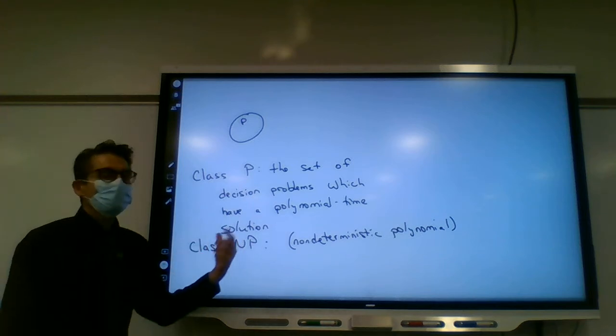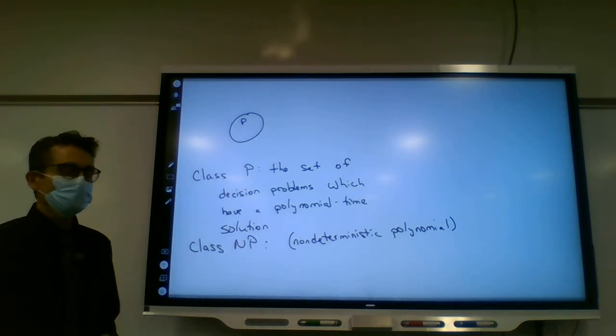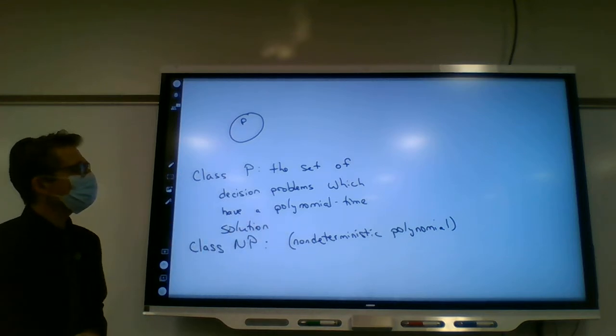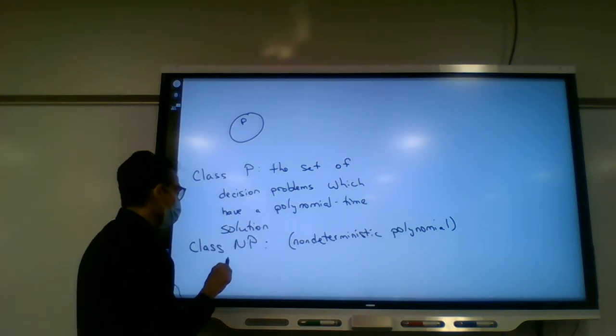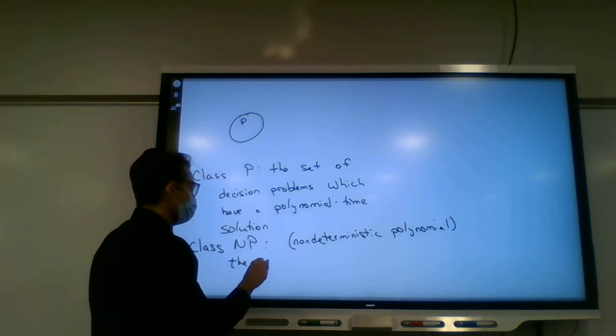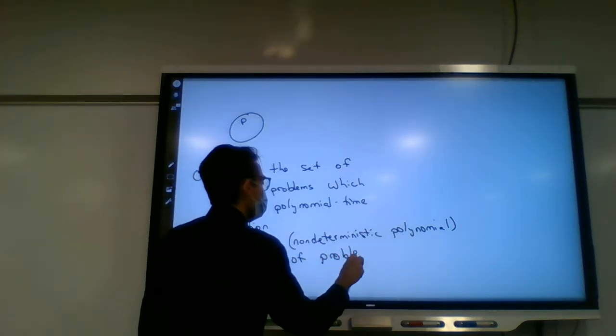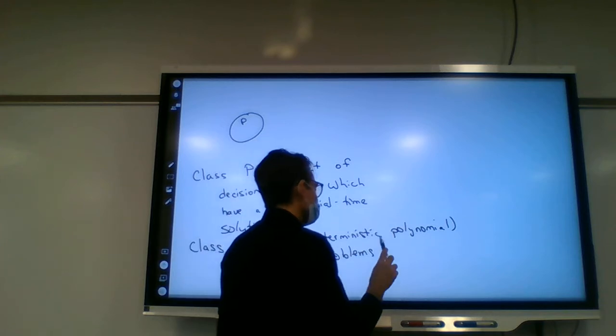We're going to look at it from a different approach, where class NP, that turns out to be equivalent to saying these are the set of problems, again, decision problems.